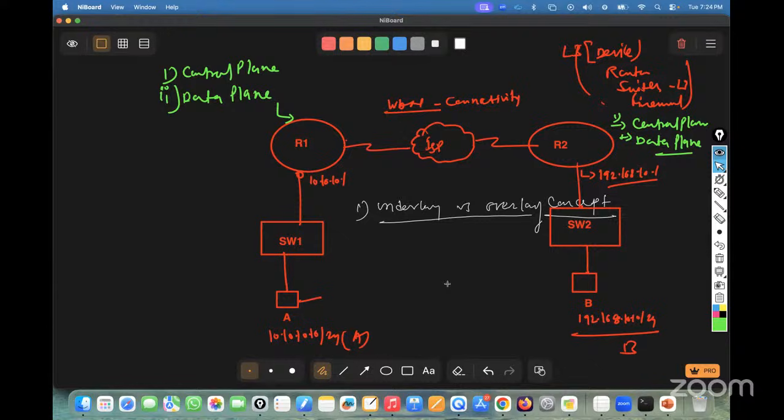Underlay is just physical connectivity, basic connectivity, right? Yes. Okay. And what is the overlay? Overlay is where there are channels, tunneling between two locations. Overlay is like tunneling, logical protocols, GRE, IPsec, encapsulations, and all. Very nice.